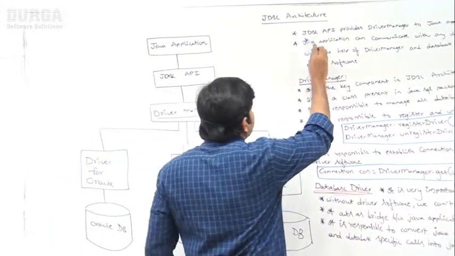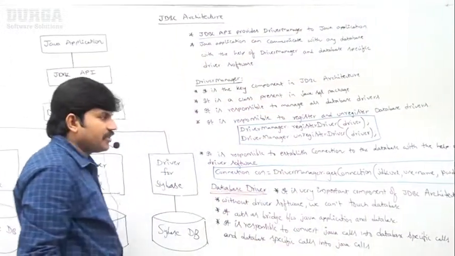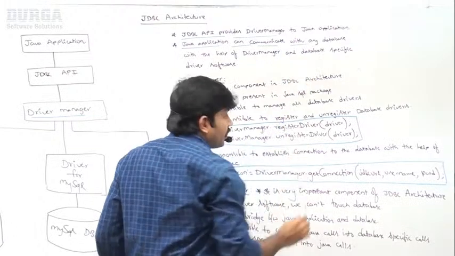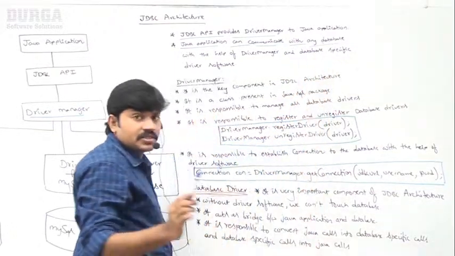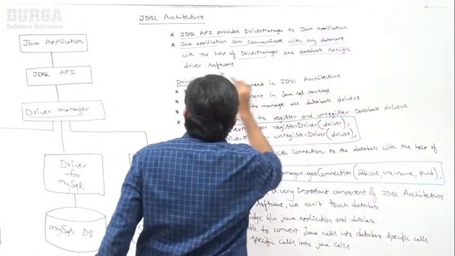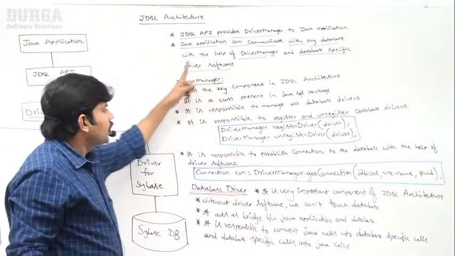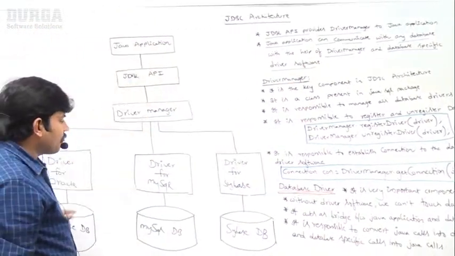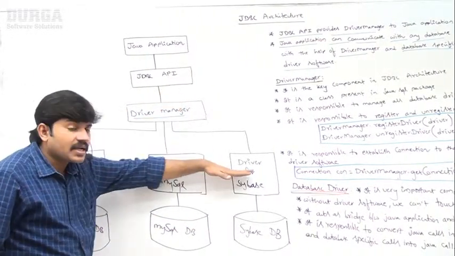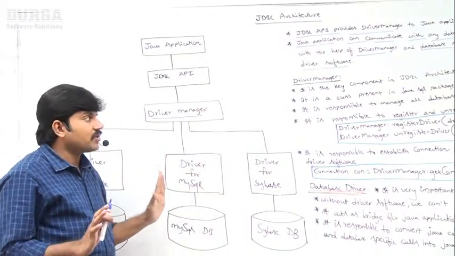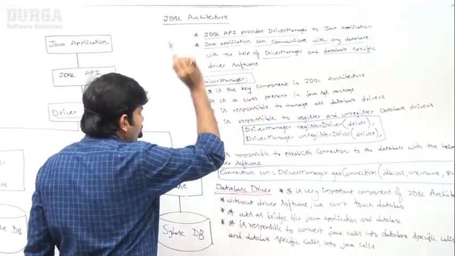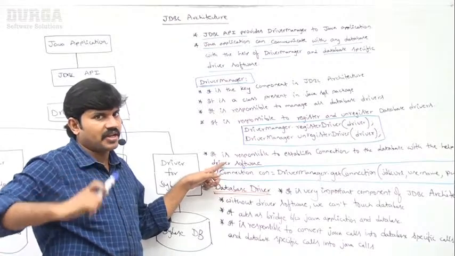The JDBC API provides a driver manager to the Java application. Next, a Java application can communicate with any database with the help of the driver manager and a database specific driver software. So if the Java application wants to communicate with any database, only two components are required: one is the driver manager, the second is that particular database specific driver software. Next, what is the role of the driver manager? I summarized all the points so that you can get more clarity.